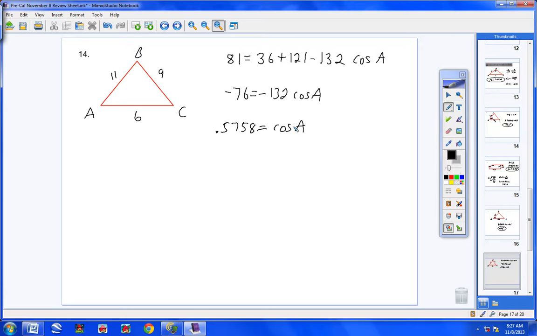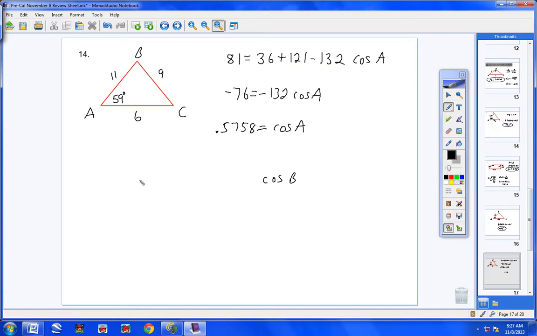And then, of course, to find a missing angle, it's second cosine of that number, and we get 54.8. So I'm going to go ahead and put 59 degrees. And now let's just find one more, and the third angle will be very easy. Let's find cosine of B very quickly.